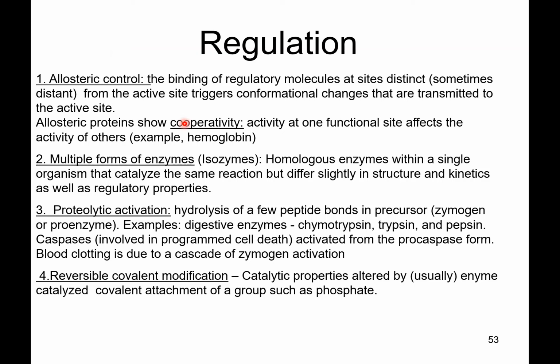Okay, allosteric proteins show cooperativity. Activity at one functional site affects the activity at others. And the example is hemoglobin that we've already talked about. Multiple forms of an enzyme is another way to regulate it. And when you have multiple forms of enzymes, we call these isozymes.